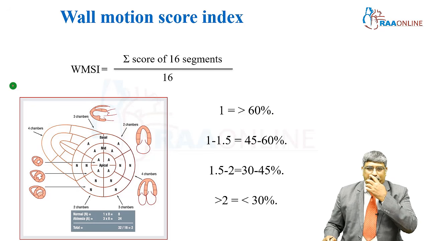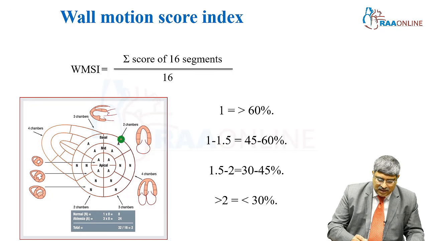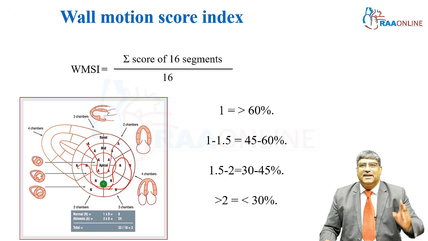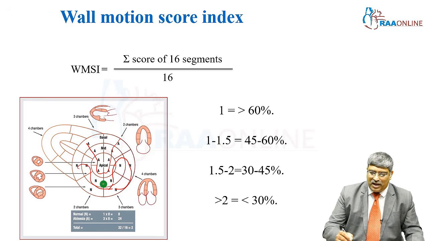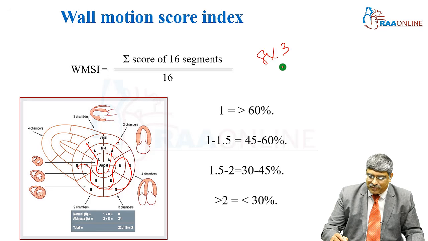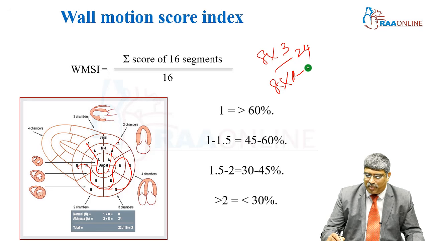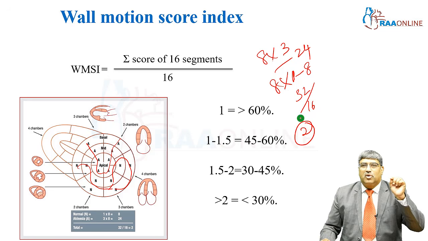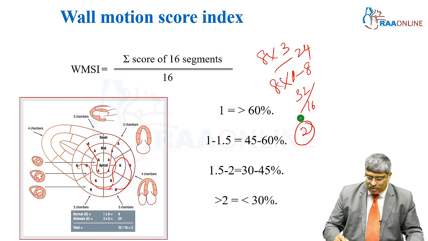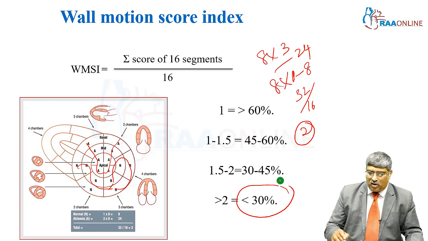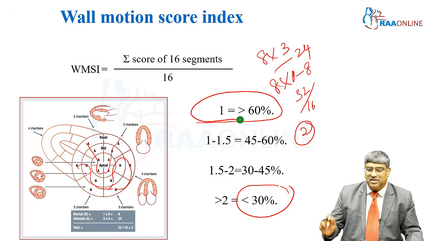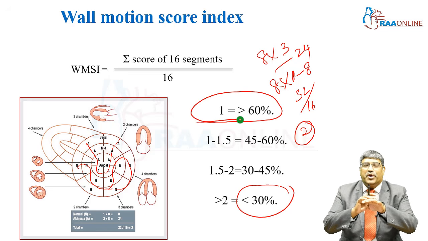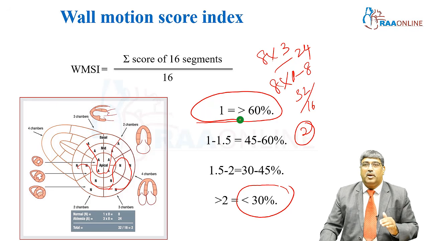To understand better, see, this is a normal view. Here you can see akinesis in 8 segments and normal movement in the other 8 segments. Akinesis is 3 points. So, 8 into 3 will be 24, and there is normal movement in 8 segments, which is 1 point each, which is 8. So, 32 divided by 16 is 2. If the score is 2 or greater than 2, your ejection fraction is less than 30%. Normally, it is 1 and the ejection fraction is greater than 60%. This is how you analyze the regional wall motion abnormality.